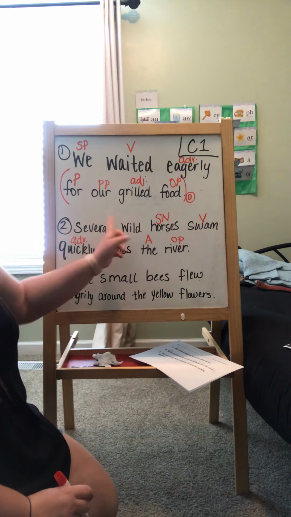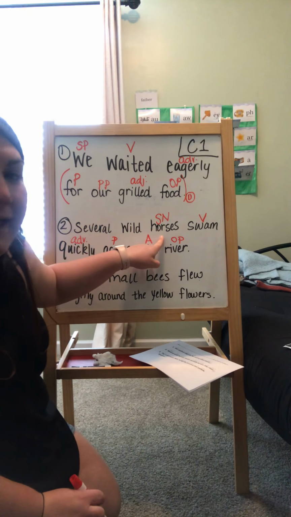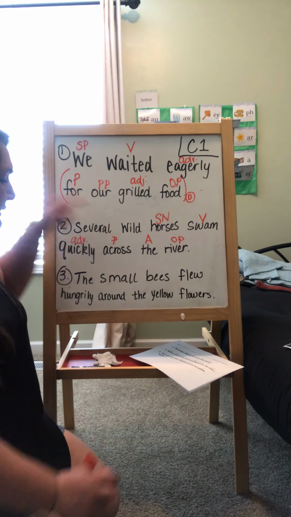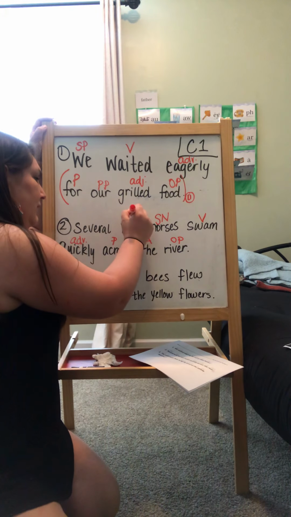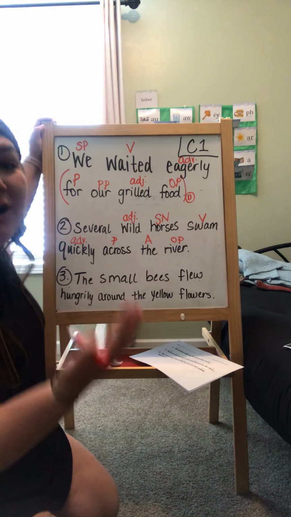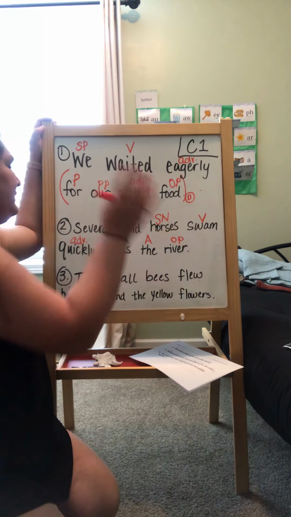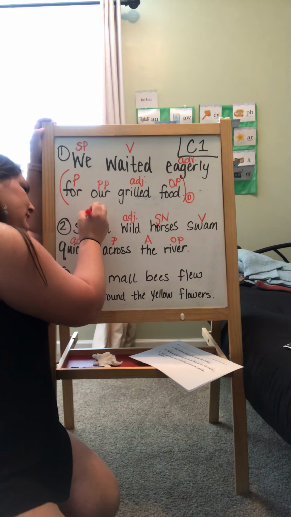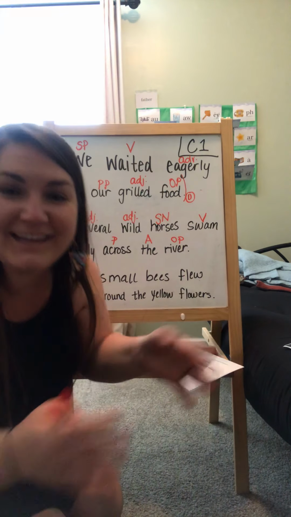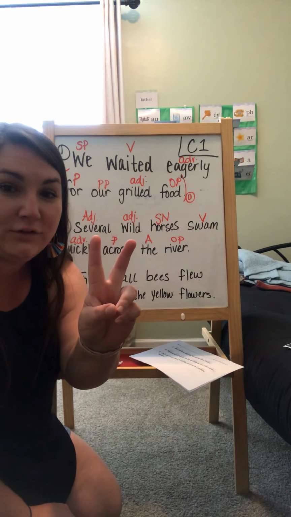All right, let's go back. Always go back to our subject, noun. So we're going to ask ourselves, what kind of horses? Wild. Adjective. So what's our question? How many horses? Several. Adjective. And we say, skill check. All right, we got two things we have to look for.